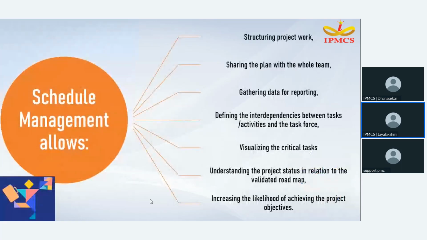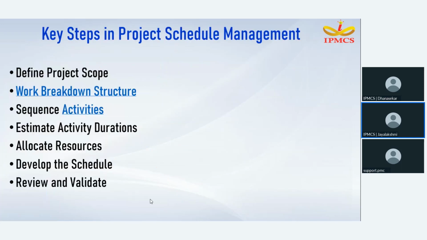Schedule management allows structuring the project work. Then the project plan can be shared between the whole team. Then the data that is required for reporting can be gathered together. Then the interdependencies between each and every task or activity are defined very clearly. Since the interdependencies are defined, the critical task can be visible, and also we can understand the project status in relation to the validated roadmap or the baseline which we have created, increasing the likelihood of achieving the project objectives.